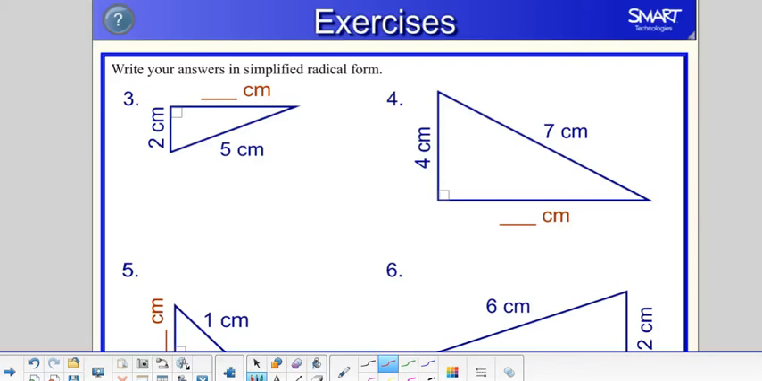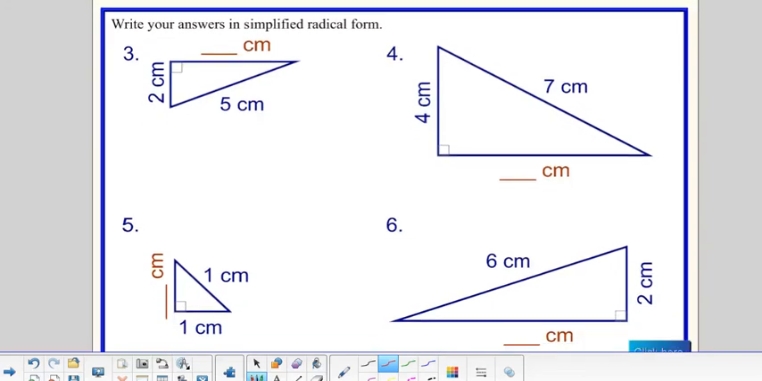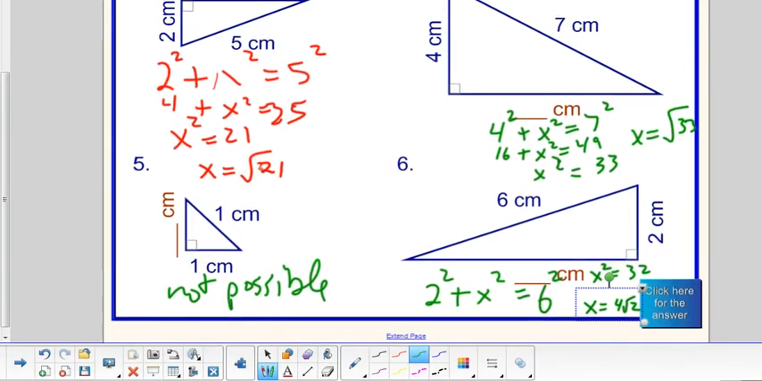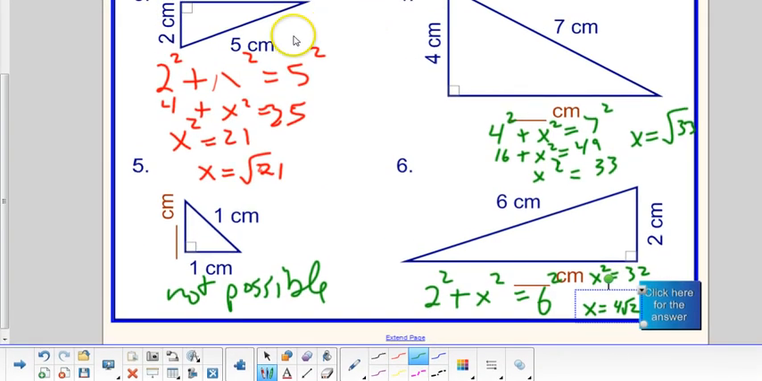I'm going to have you try these 4, and we will come back with answers. Write your answers in simplified radical form. Exact answers, do not approximate. Pause it and come back. Okay, so go ahead and solve this.